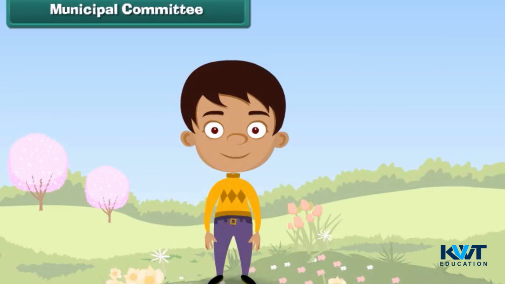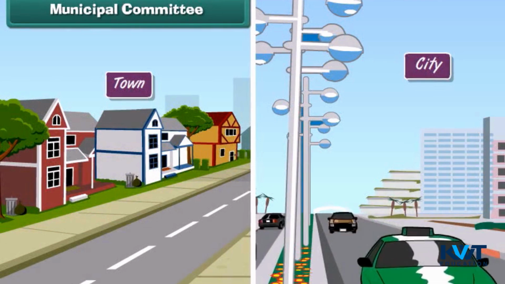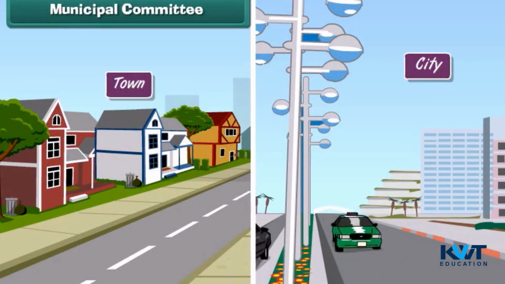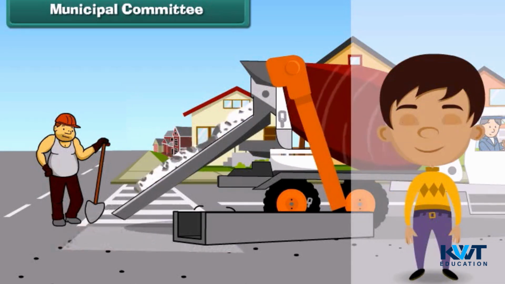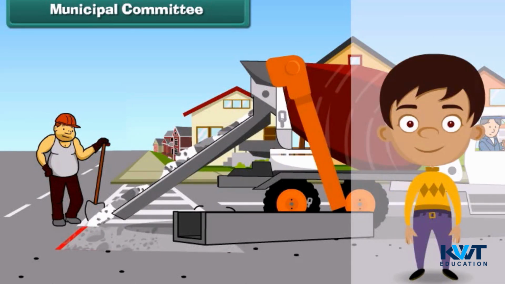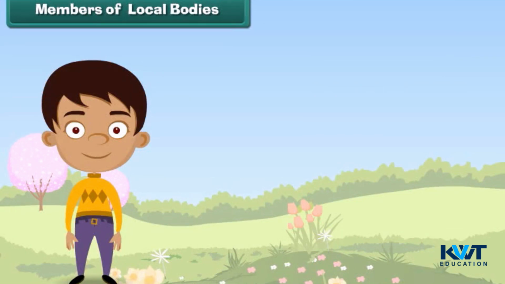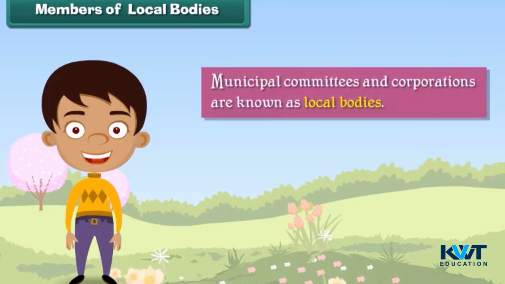Municipal Committee. Municipal committees look after the needs and welfare of the people in towns and cities. Municipal corporations work for the welfare of the people in metropolitan cities. Members of local bodies. Municipal committees and corporations are known as local bodies.